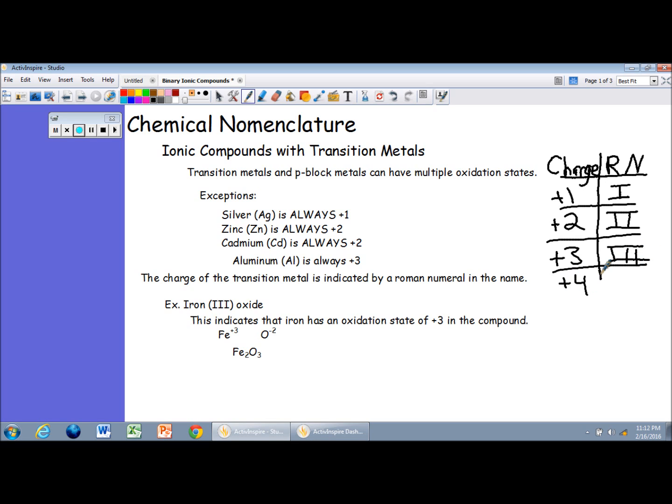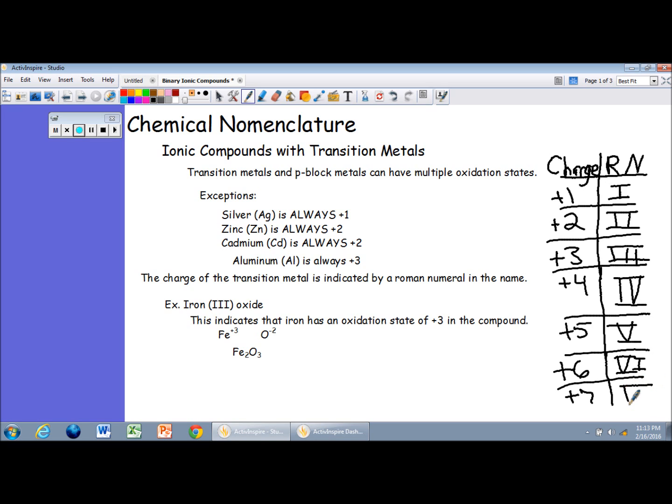+4 will get an I and then a V. +5 will get a simple V. +6 will get VI, and then +7 will get VII.